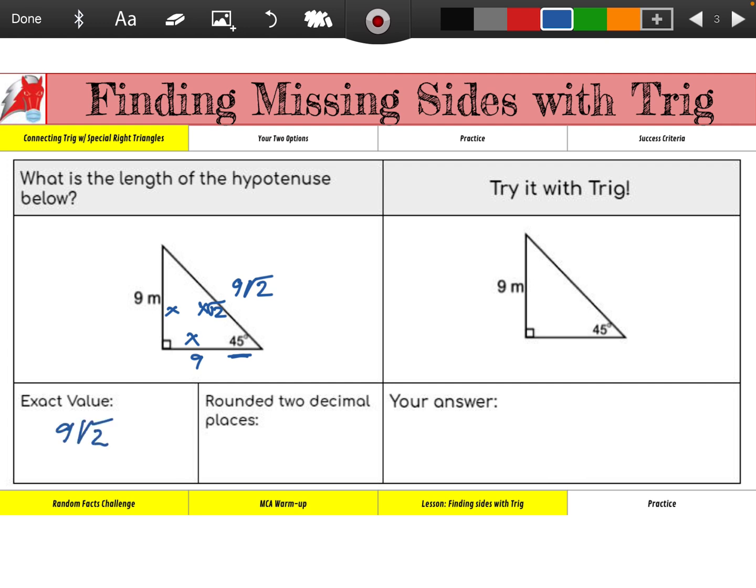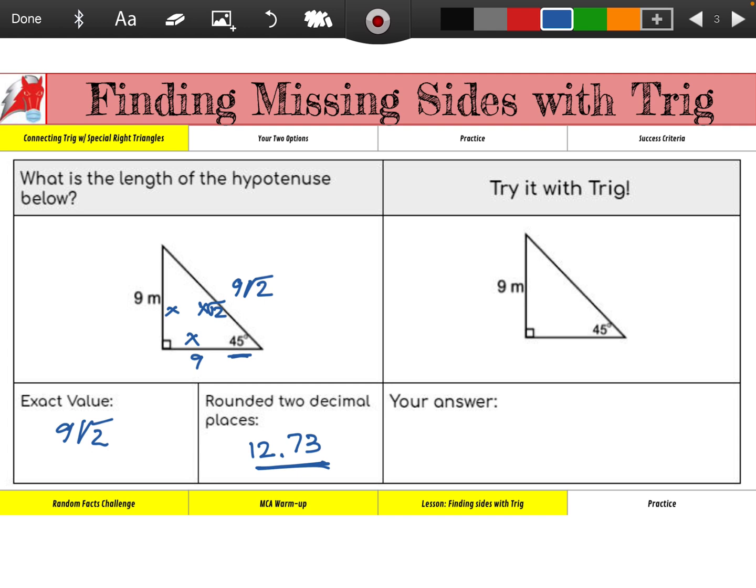That's the exact value. Decimal form, that means I'd have to use a calculator. So 9 root 2, I'm clicking it into my calculator, and rounded to 2 decimal places that would be 12.73, because it's 12.727. So what we're looking for when we try this with trig is we should see this is the same thing. Okay, but we're going to use trig. How do we do that?